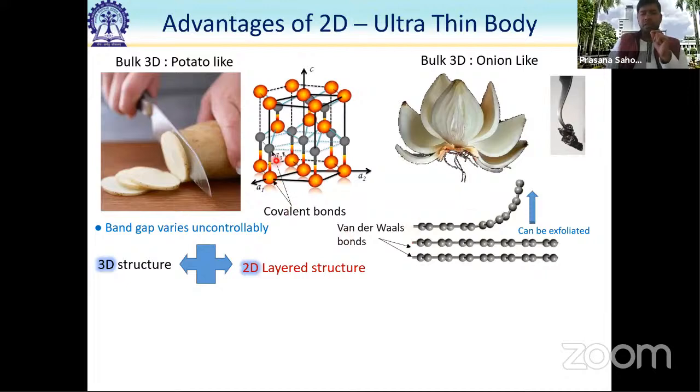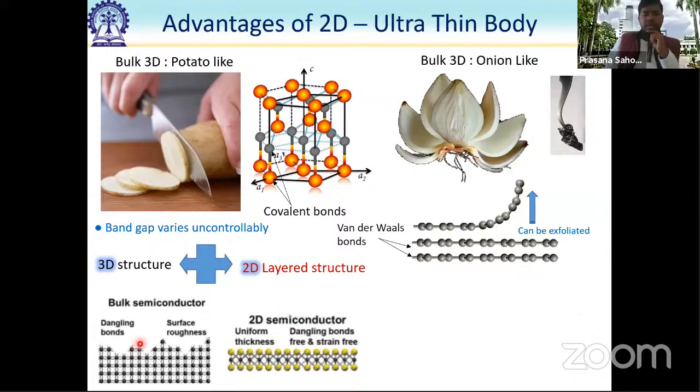In 3D there is a covalent bond, and in bulk 2D there is a van der Waals bond between different layers. Since the energy involved with the van der Waals bond is very low, you can easily pull the layers out. Another aspect is that the bulk surface is terminated with a lot of dangling bonds, but in 2D it is an atomically flat surface. So there are some positive and negative aspects of it.